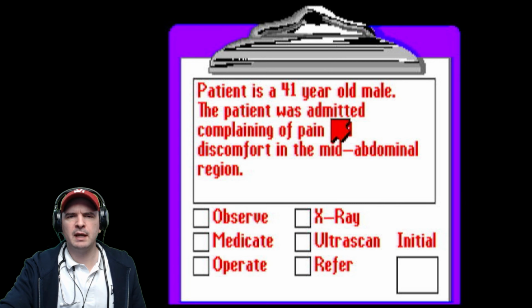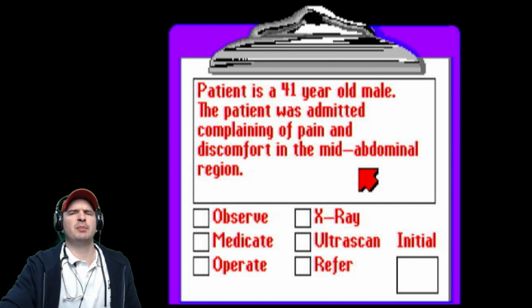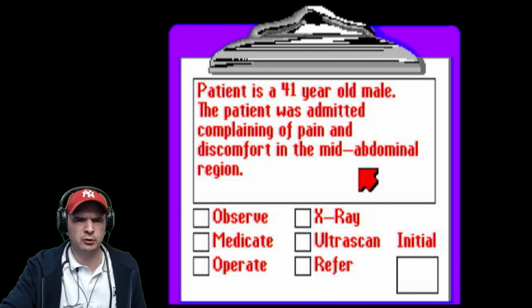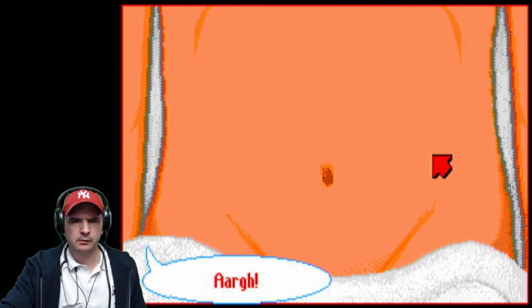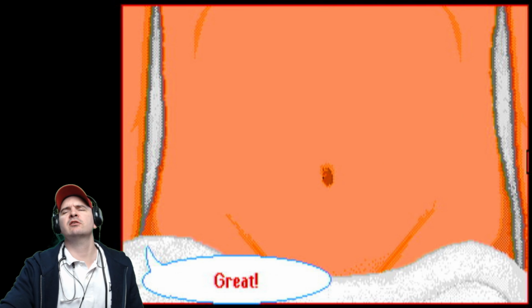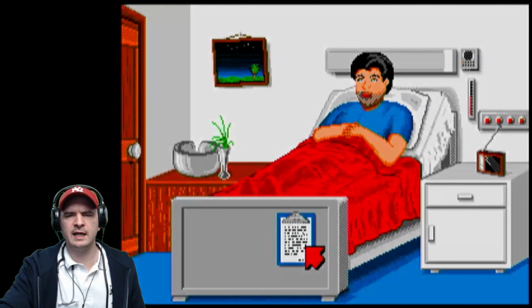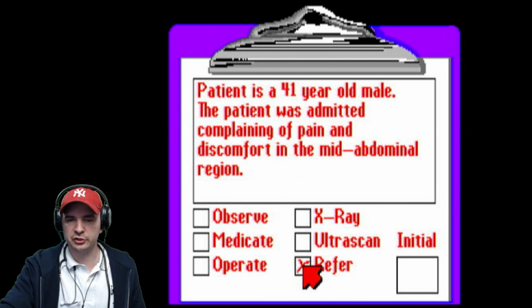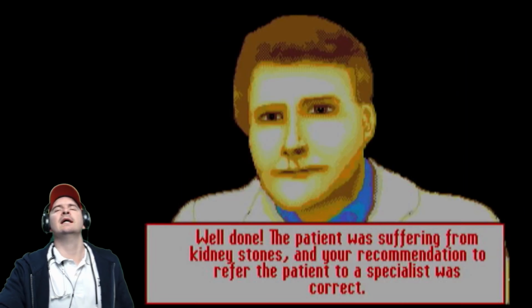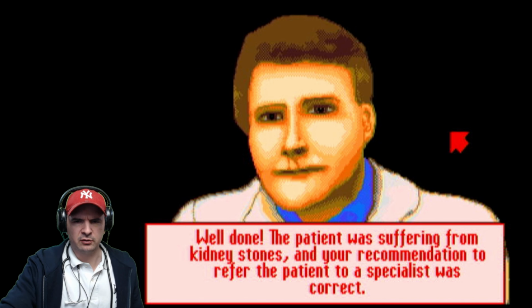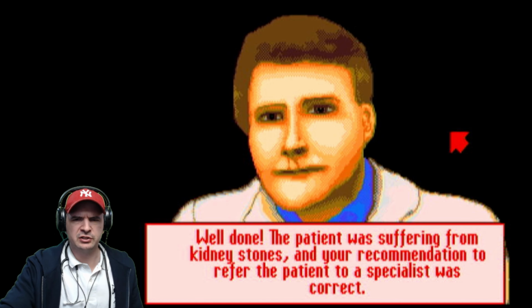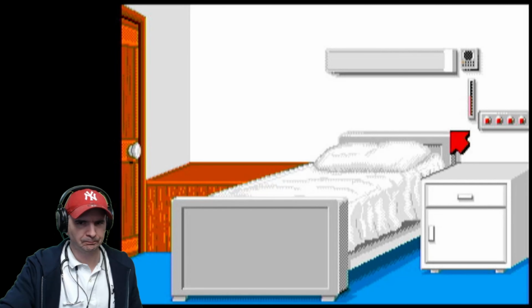Patient is a 41-year-old male. The patient was admitted complaining of pain and discomfort in the mid-abdominal region. Ow. Pain in the bottom right region. Nowhere else. Everywhere else is fine. So, I am going to refer you and see where we go from there. Well done. The patient was suffering from kidney stones and your recommendation to refer the patient to a specialist was correct.